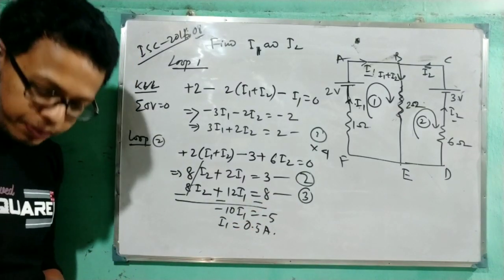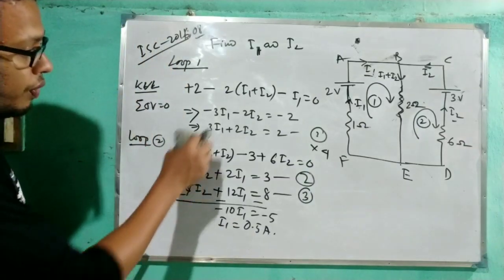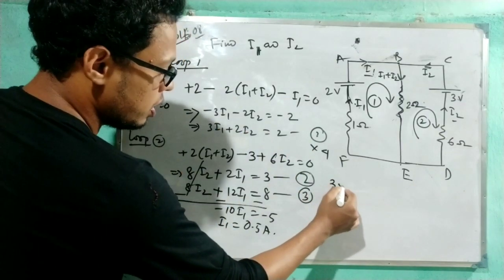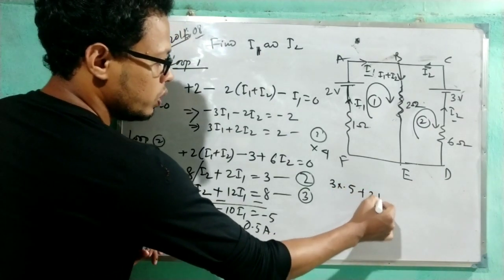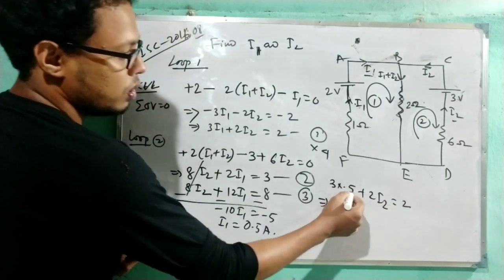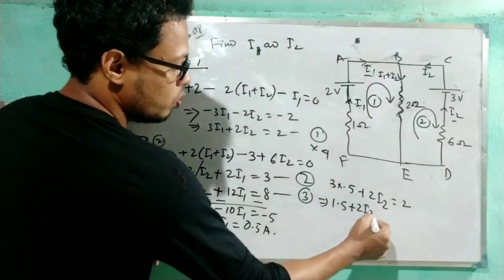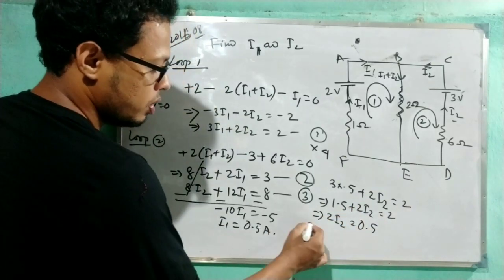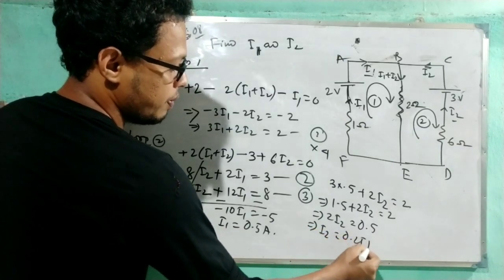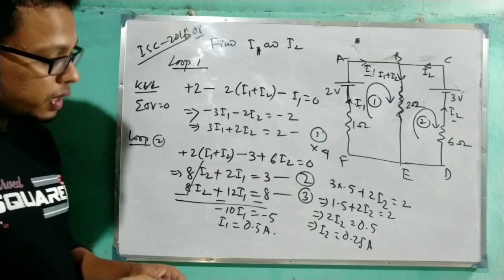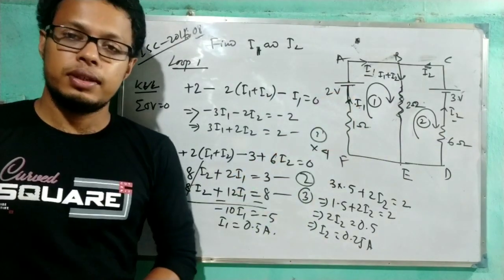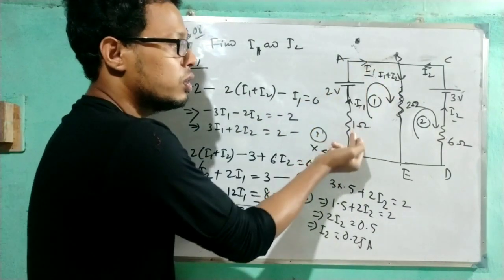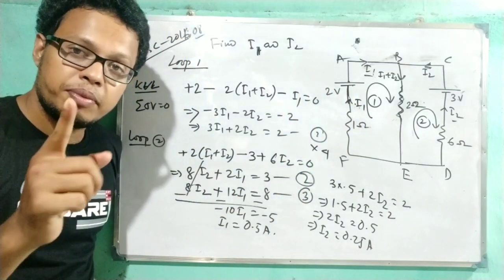Okay, clear? Now, to find the value of I2, I am finding it here. See, I1 is given here, so 3 into 0.5 plus 2 into I2 equals 2. So it is 1.5 plus 2I2 equals 2. So 2I2 equals 2 minus 1.5, which is 0.5. So I2 will be 0.25 ampere. Clear? This is how we can calculate the values of current I1 and I2. And one thing, again I am telling: if the current is leaving I1, the same current will come to the negative terminal. Keep that in your mind.